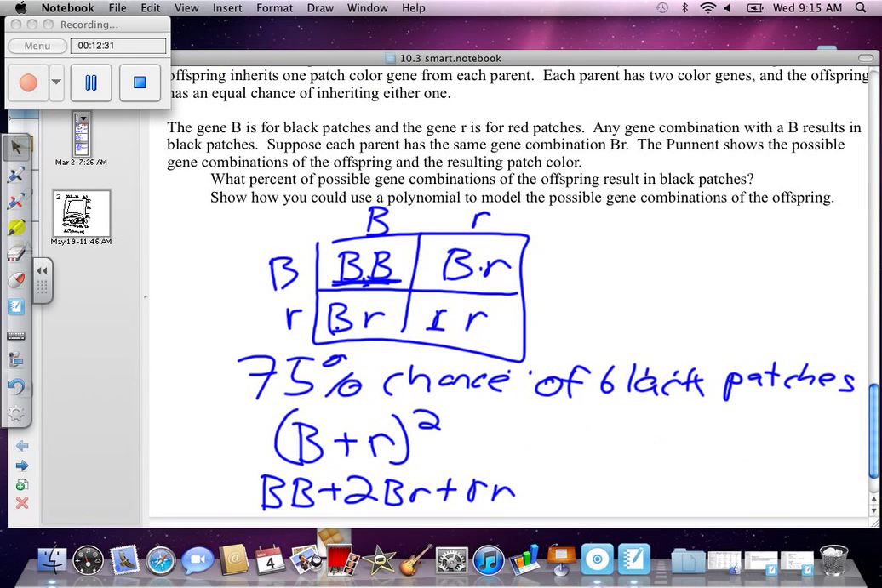So remember, it'll say, is this a sum or a difference? You'll have to say yes or no. Is this a square of two polynomials? You have to say yes or no.